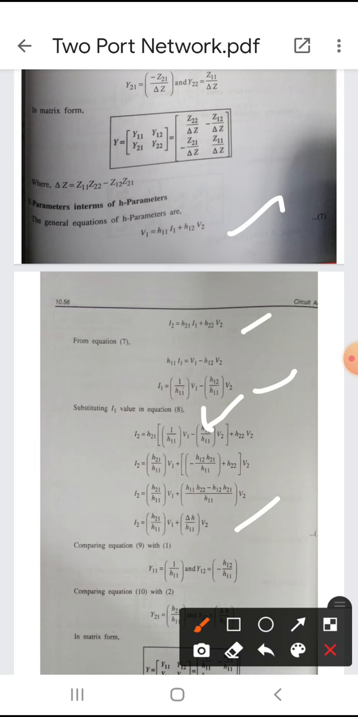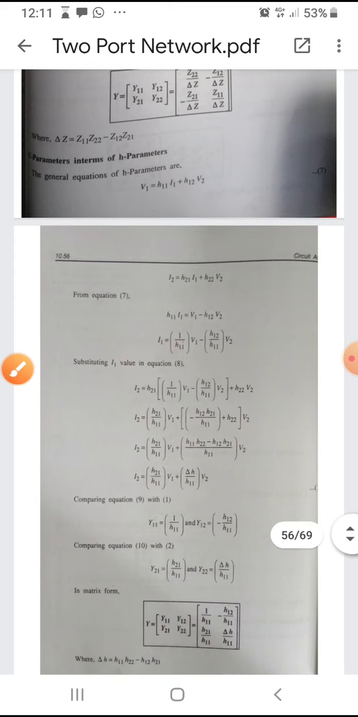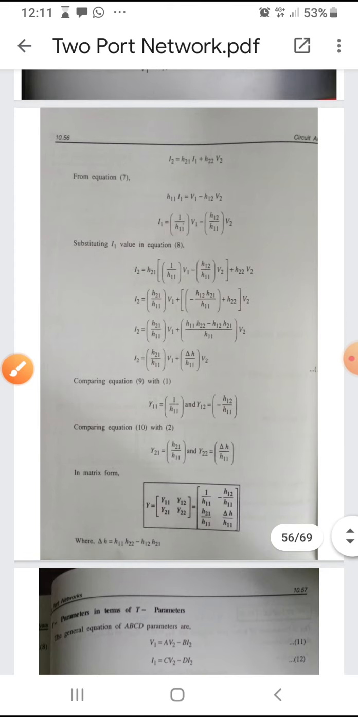So now compare this i1 i2 value with the y parameter equation. So now you got the y parameters in terms of h parameter. y11 equal to 1 by h11, y12 is equal to minus h12 by h11, y21 is equal to h21 by h11, y22 is equal to del h by h11.